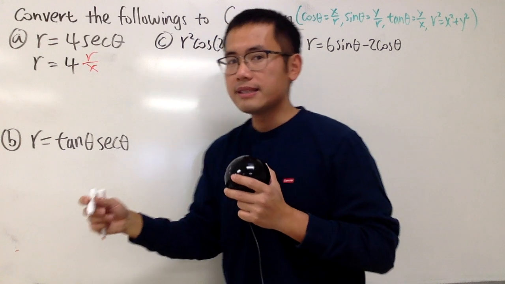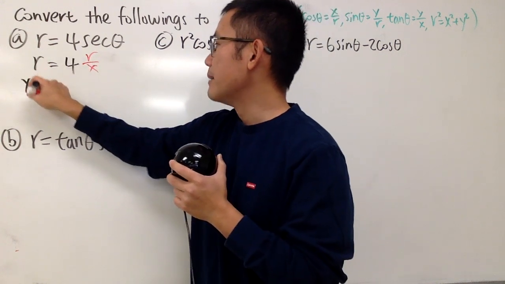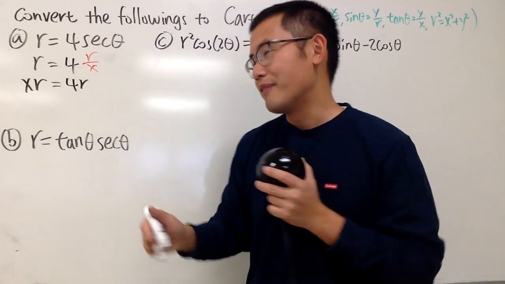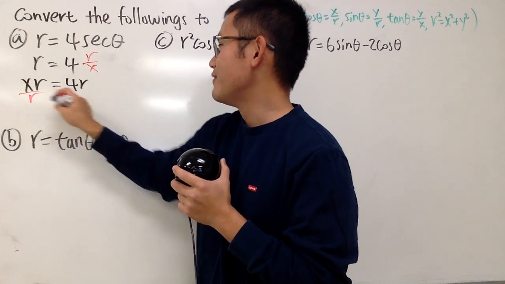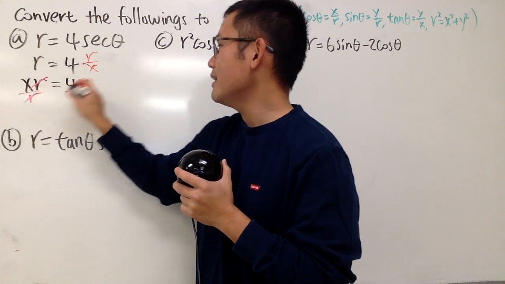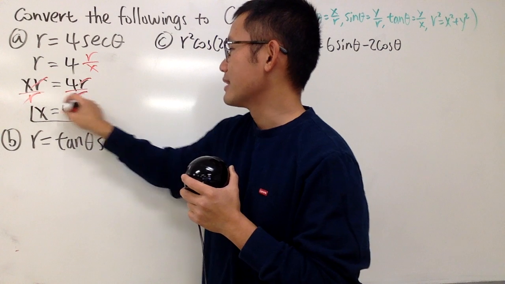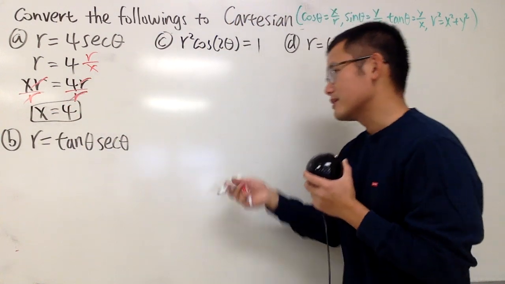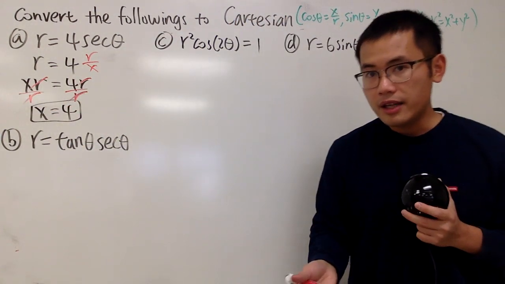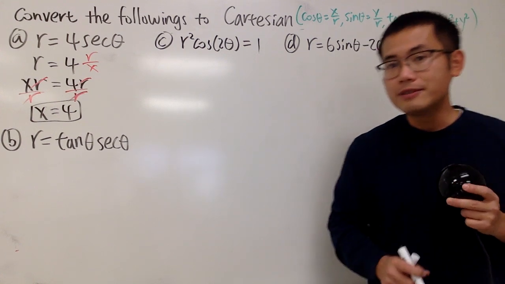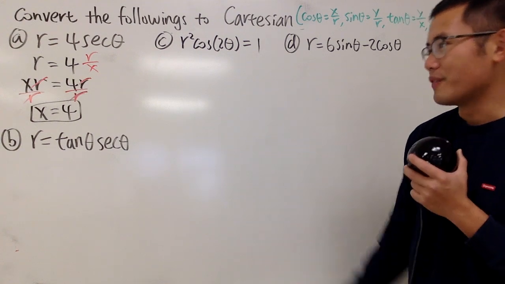Perhaps we can multiply the x on both sides, so we get x times r, that's equal to 4 times r. And because both of them have the r, let's divide both sides by r, and we end up with x is equal to 4. And that's going to be a vertical line, right? When x is equal to 4. And at the end of the video, I will show you guys the graph of all this on the screen, so you guys can just wait for that. I'm not going to graph it yet.